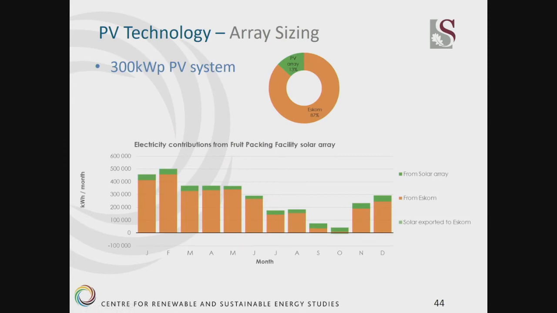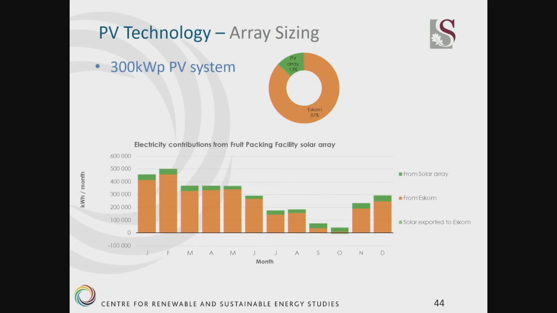So let's look at an example of a 300 kilowatt PV system, and here we've calculated the power generated, or the energy generated, from the system, and we indicated that in green. Now for all the months we can see that the green supplements or subtracts from the energy used, and there's only a little bit in the October month that might be fed back into the grid.